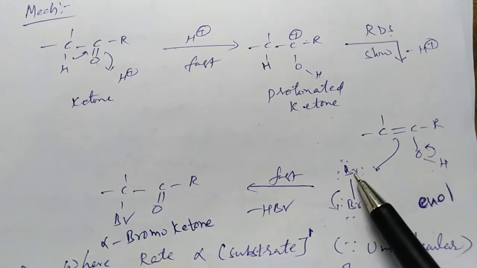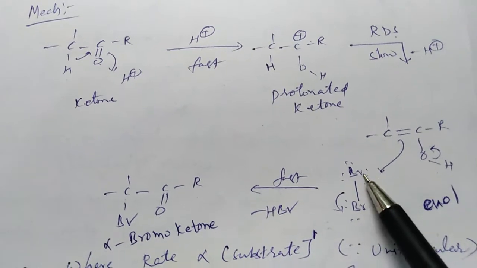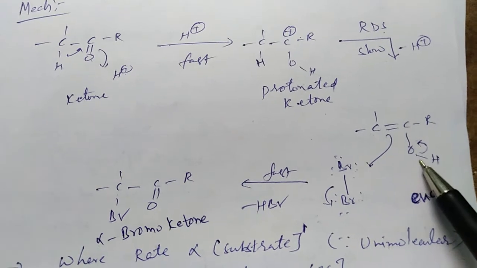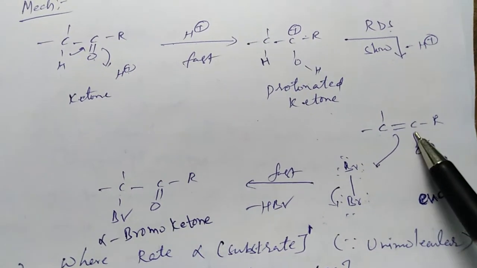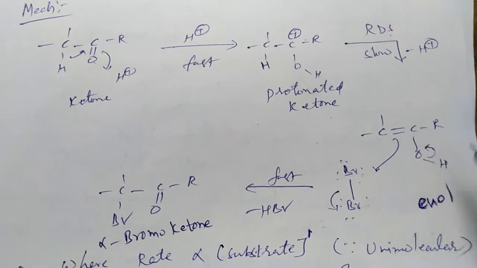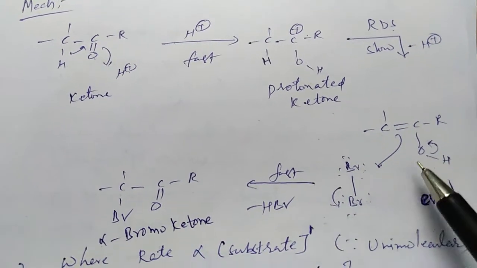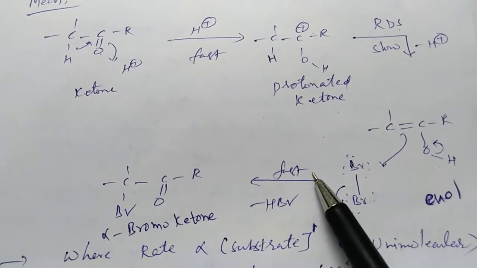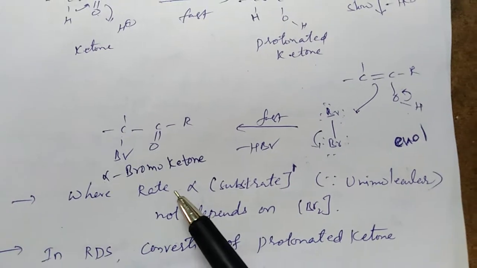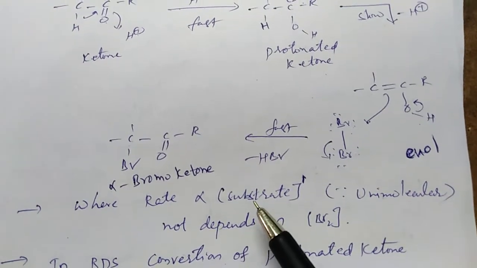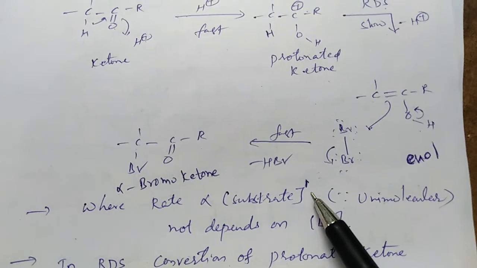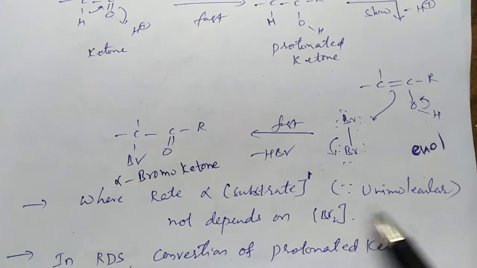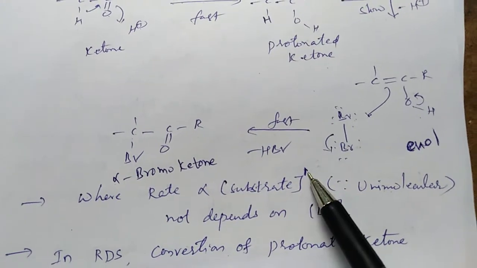Positive charge means electrophile, negative charge means nucleophile. The bromine molecule, positive bromine or electrophile, is attacking on this carbon, and the electron density of oxygen migrates to this carbon. By eliminating hydrogen bromide from this compound, we get alpha bromo ketone in first step. That means the rate of the above reaction depends on only substrate, means keto group, and does not depend on bromine molecule. Therefore, it exhibits first order kinetics.